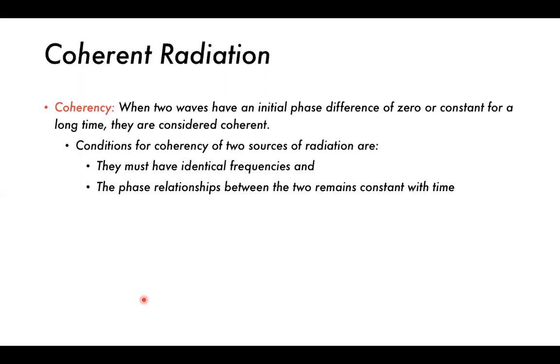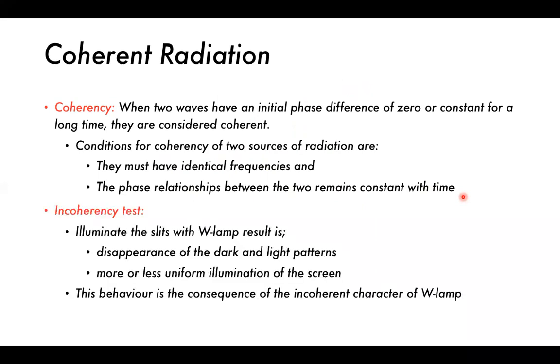So, different types of radiation. We have coherent radiation, which is when two waves have an initial phase difference of 0 or constant for a long time, and they're considered to be coherent. This means they're passing in the same fashion. The conditions for coherency of two sources of radiation are that they must have identical frequencies, and the phase relationship between the two remains constant with time. There can be no increase or decrease in the phase relationship, because otherwise this would eventually lead to some form of destructive interference.